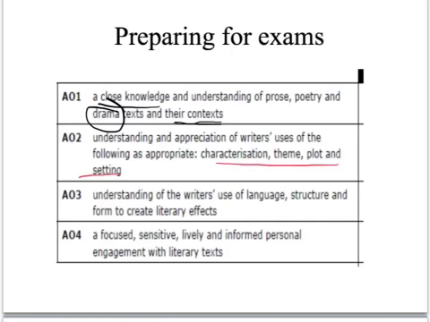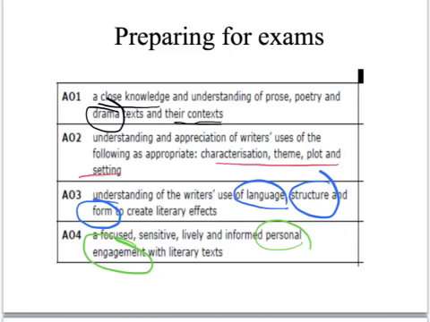AO3 is understanding the way that writers use language, the way they structure their works, and the way that in this case form, in this case the dramatic form, is used to create effects. Lastly, the idea that we have to look at the way that, as it says, a focused, sensitive, lively and informed personal engagement with literary text.